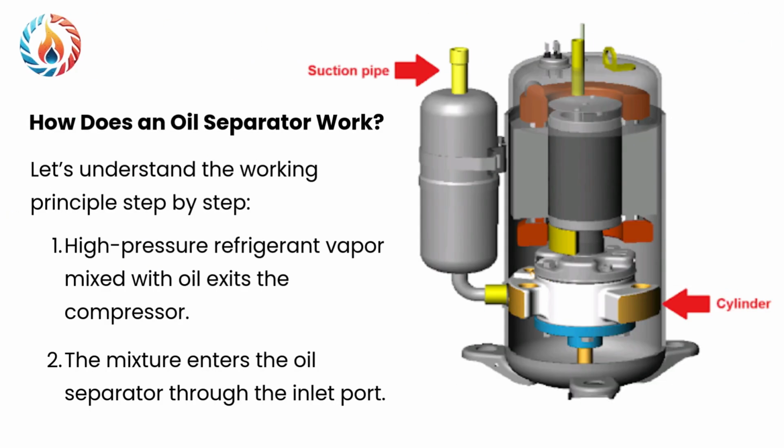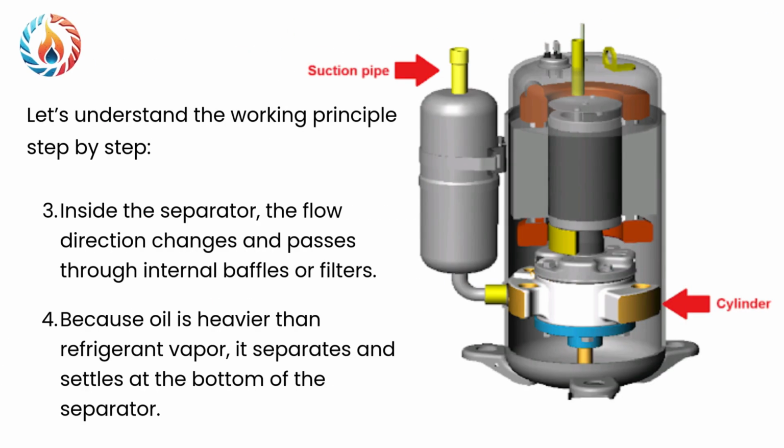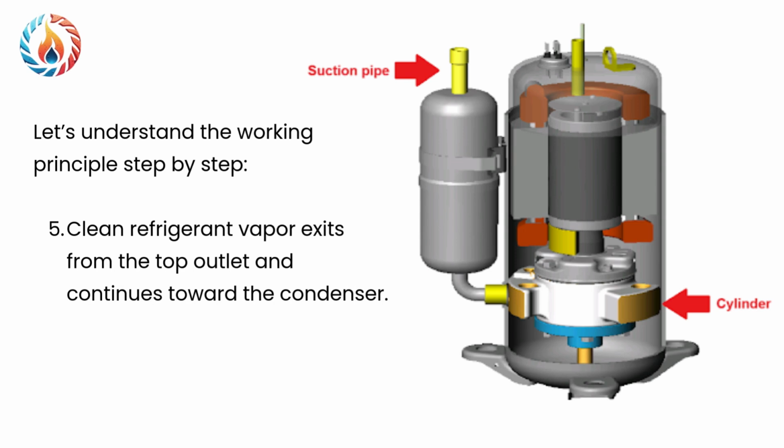How does an oil separator work? Let's understand the working principle step by step. High-pressure refrigerant vapor mixed with oil exits the compressor. The mixture enters the oil separator through the inlet port. Inside the separator, the flow direction changes and passes through internal baffles or filters. Because oil is heavier than refrigerant vapor, it separates and settles at the bottom of the separator. Clean refrigerant vapor exits from the top outlet and continues toward the condenser.